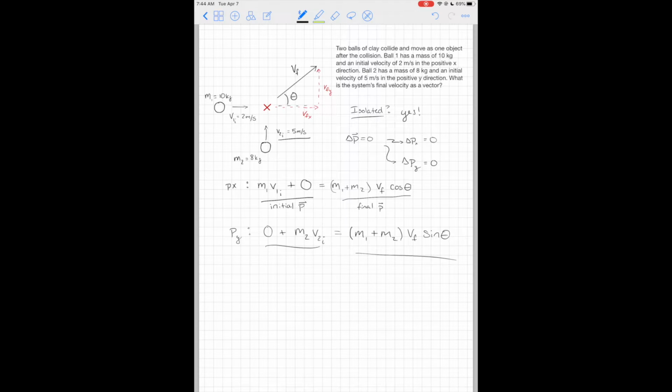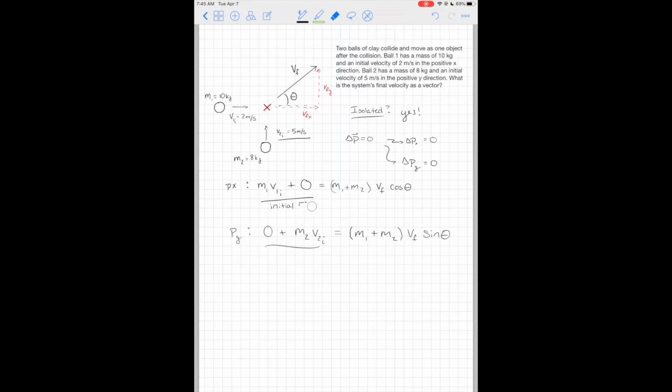So at this point, we could actually start to solve, right? We could start to solve vfx and vfy. I think that might be something that we could do, right? Let's change my eraser to a smaller one here.